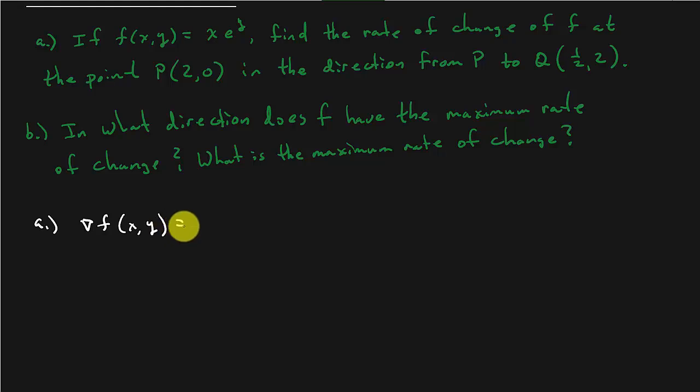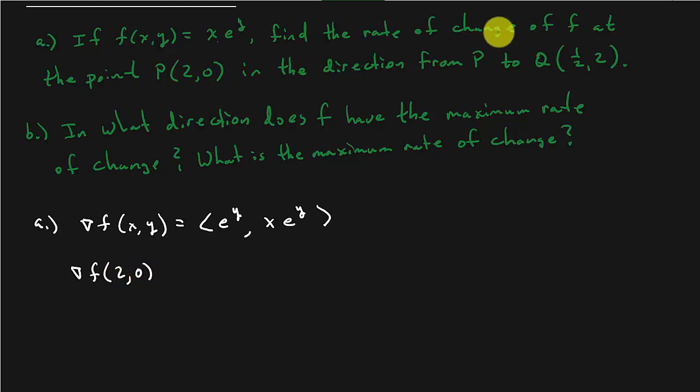All right, so that's the partial of f with respect to x. That's going to be e to the y. And then the partial of f with respect to y, that's just going to be x e to the y, right? The derivative of e to the y is e to the y. x is a constant here, okay? And then I need the gradient of f at (2, 0).